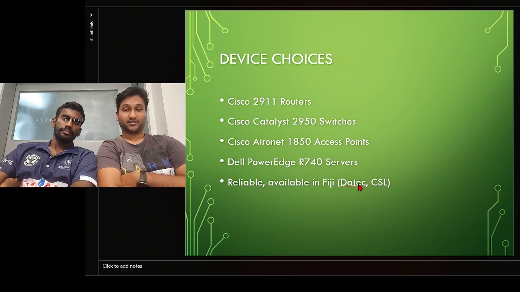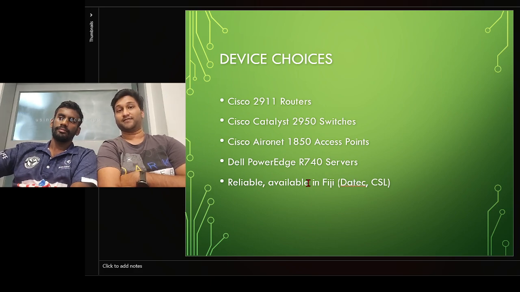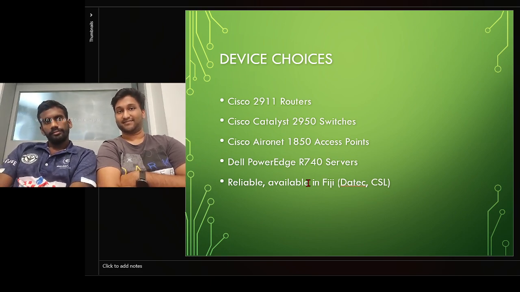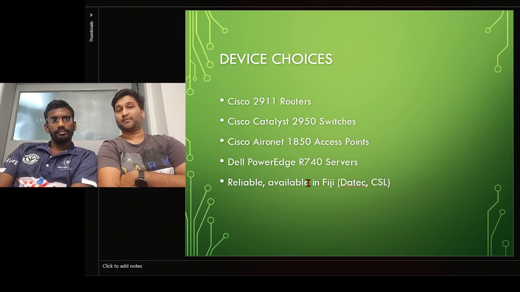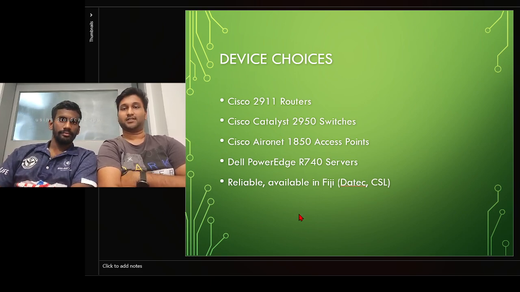Some devices that we have picked were Cisco 2911 routers and Cisco Catalyst 2950 switches, which have 24 ports. We had Cisco Aironet 1850 access points that we had chosen, and a Dell PowerEdge 2740 server, which sits in the main centralized server room in Suva. These devices are reliable and available in Fiji, and can be purchased from DTEC or CSL.